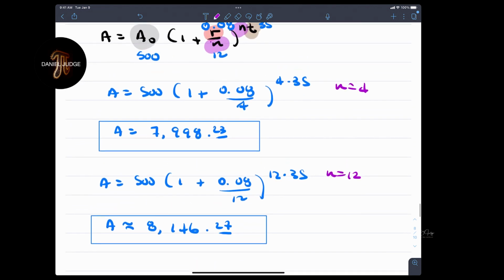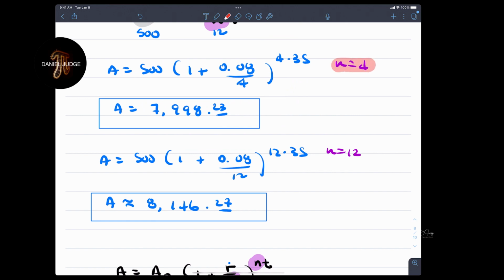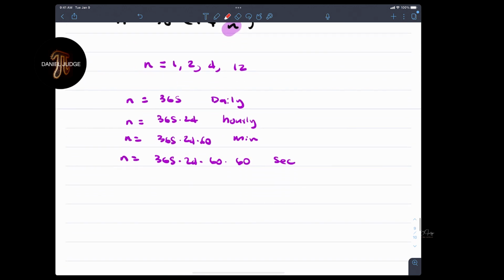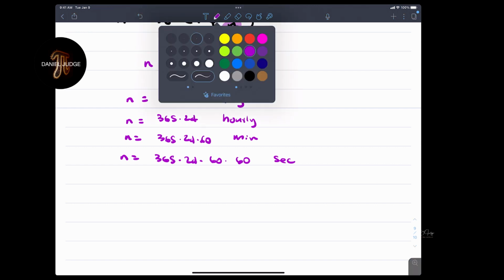Remember, this was n is 4. This was n is 12 here. This was quarterly, monthly. Look at the money. It's getting more and more. So if I were to increase this n value, not every second, maybe every nanosecond, more and more payments in a year, we're going to have more money. So this is the idea.